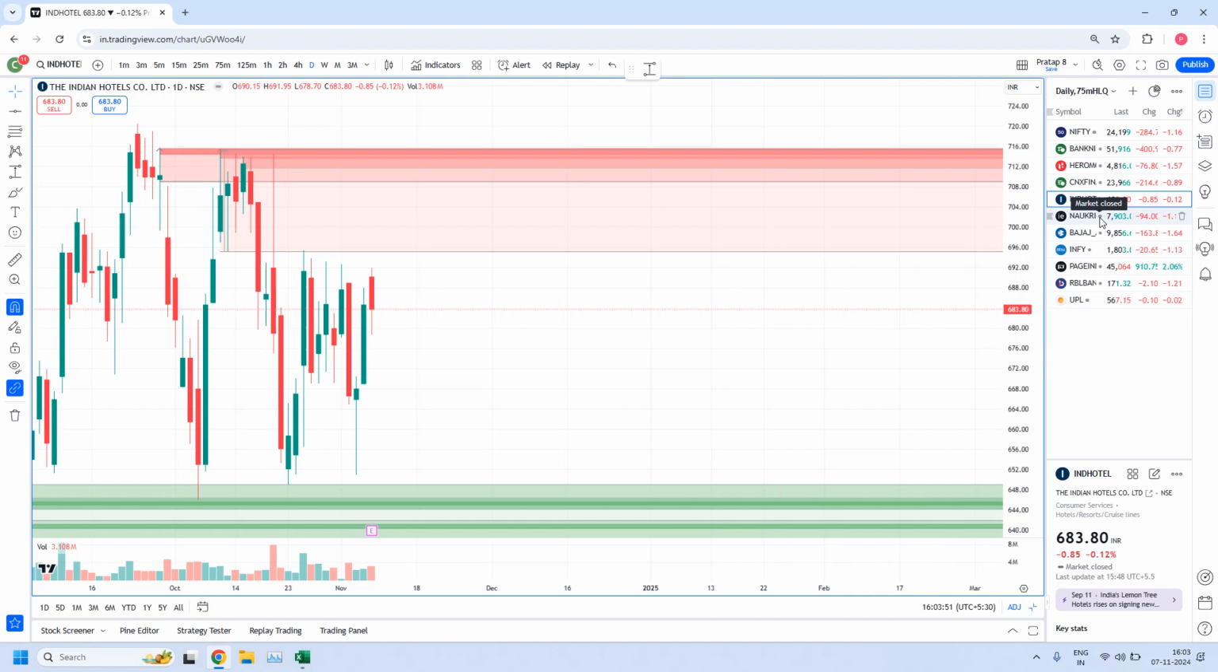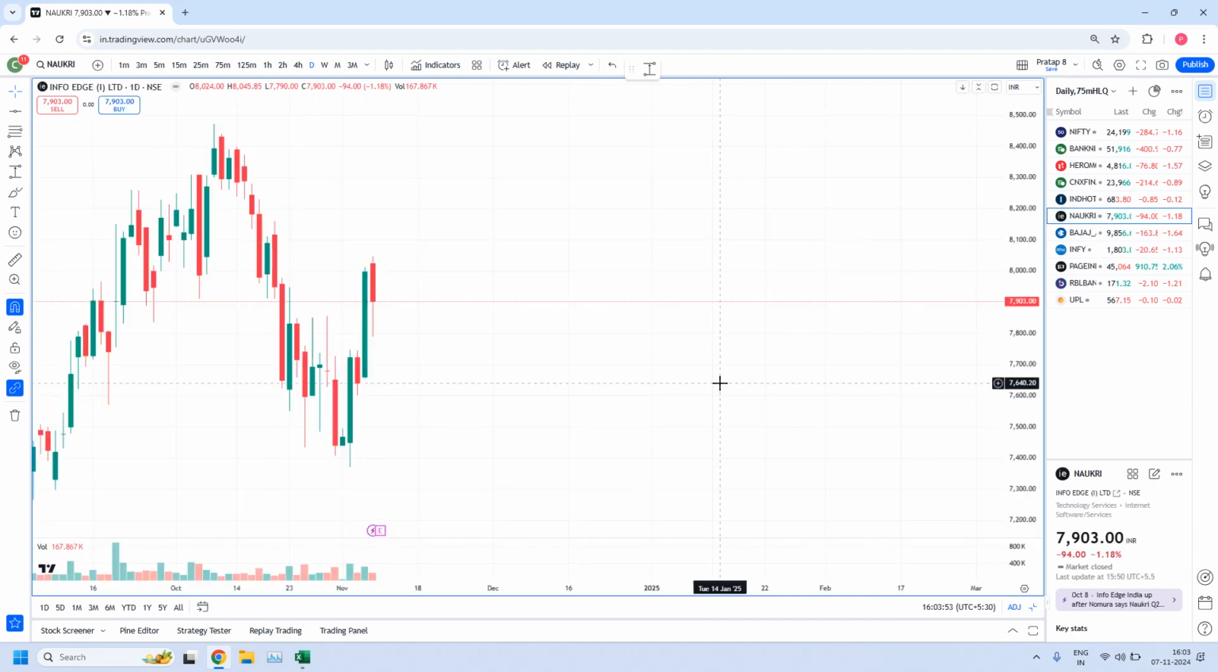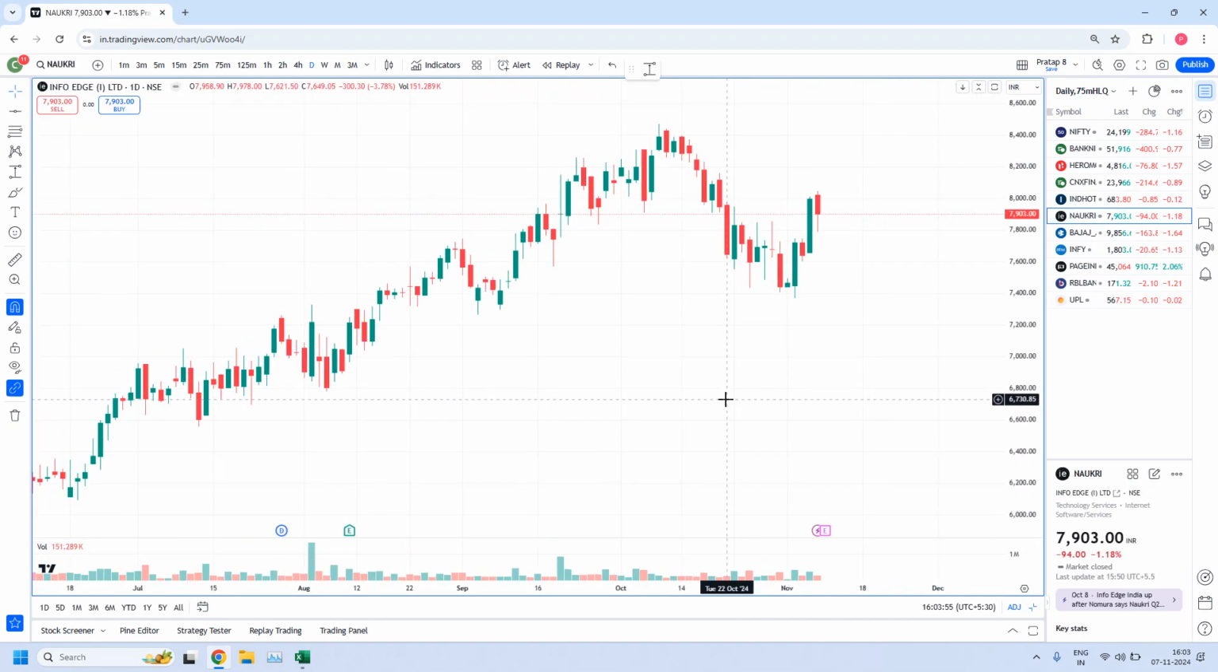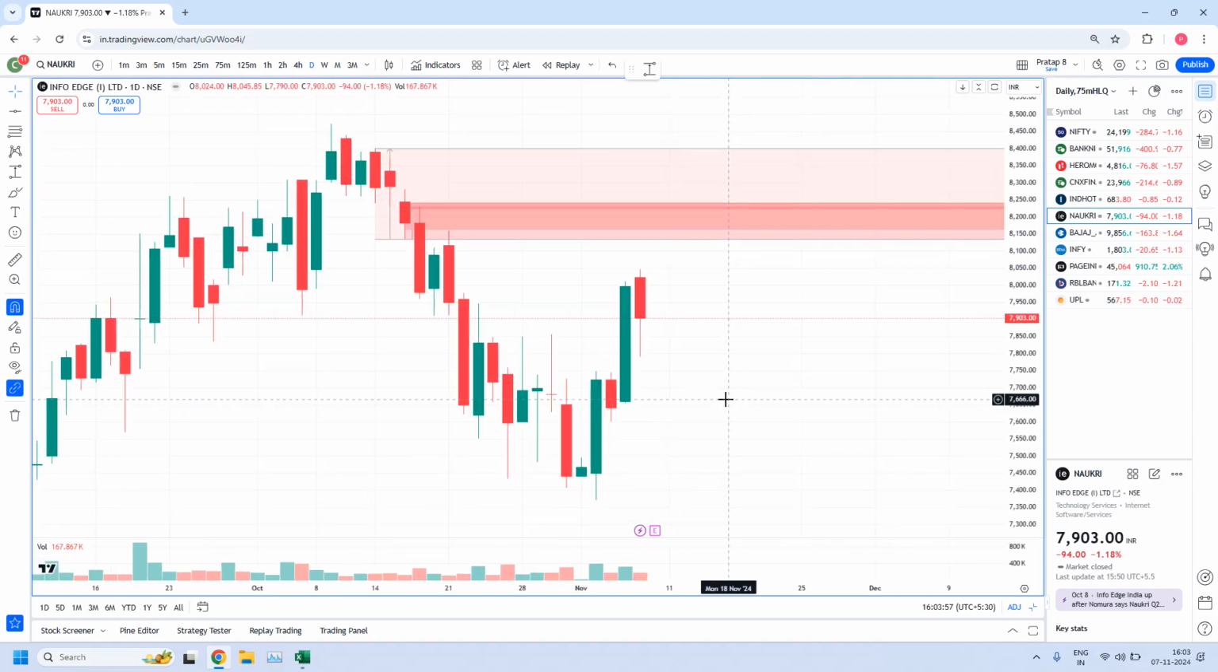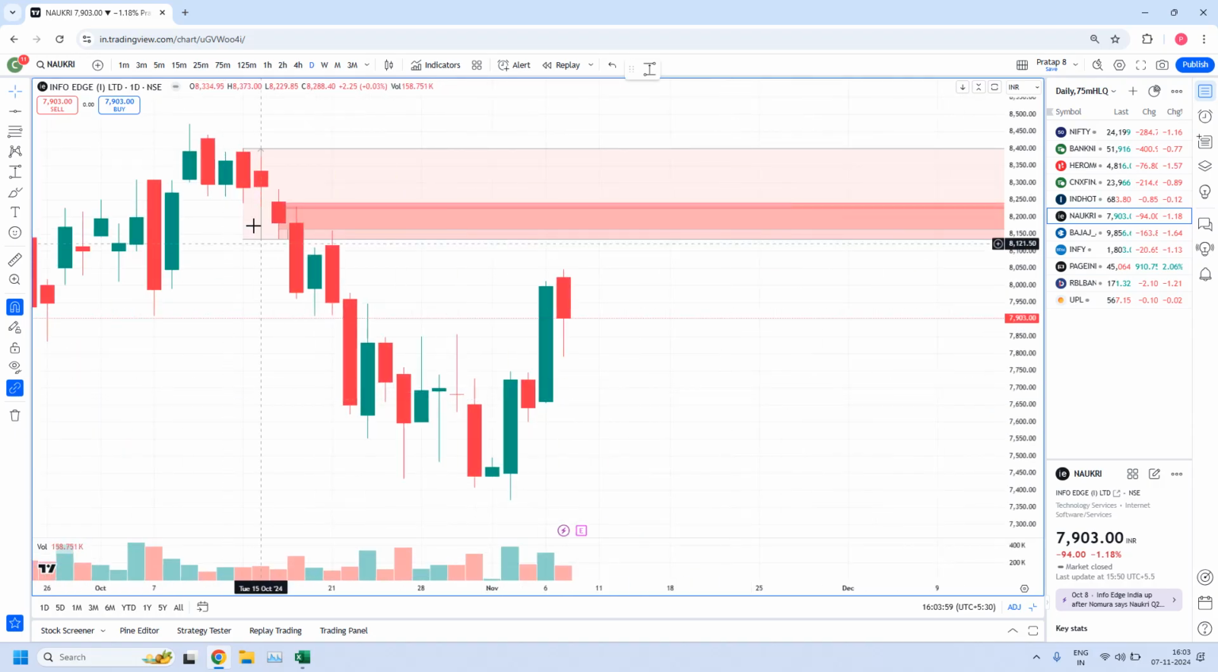And the next one is Naukri. Naukri is also a daily high liquidity supply zone. We have a drop candle, we have 1, 2, 3, 4 base candles and a drop candle. This is what our software identified.